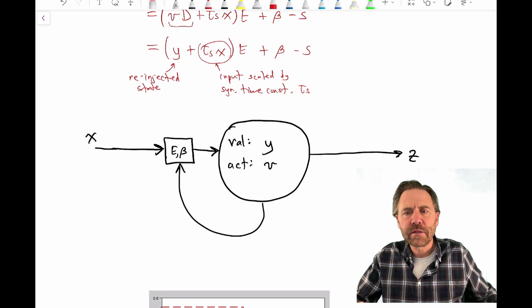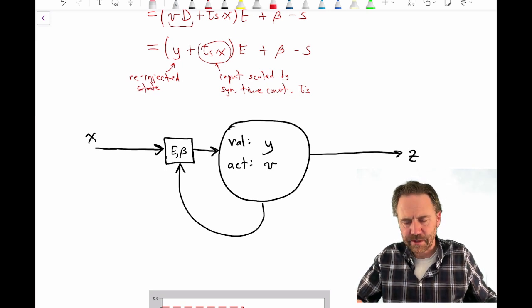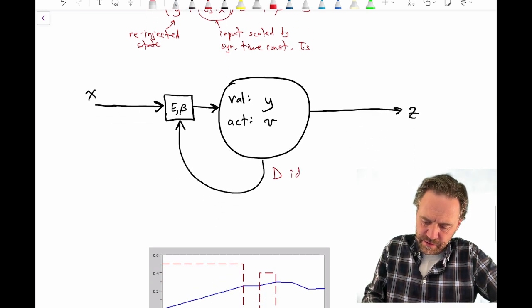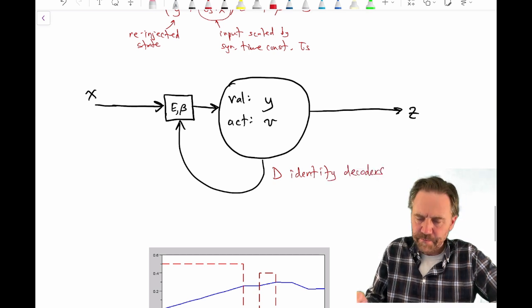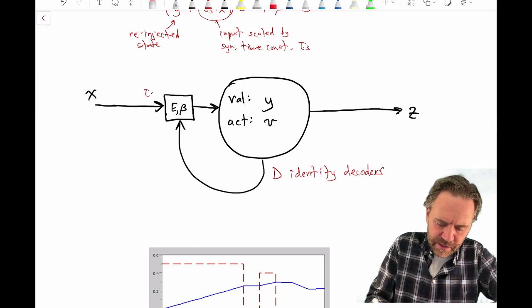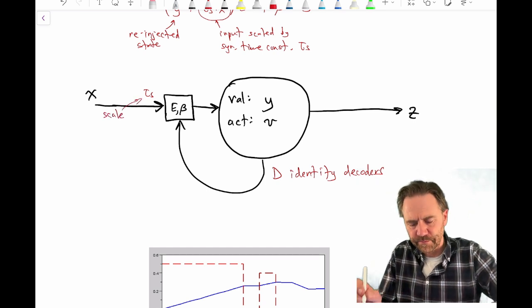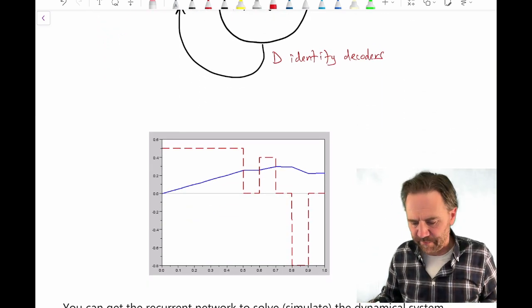So looking back at this diagram that we had of our population, we have D, the identity decoders, that's a weird Y, and we have to multiply our input by tau sub S as it comes in. Scale by tau S. So if you do that, you'll get this sort of behavior.